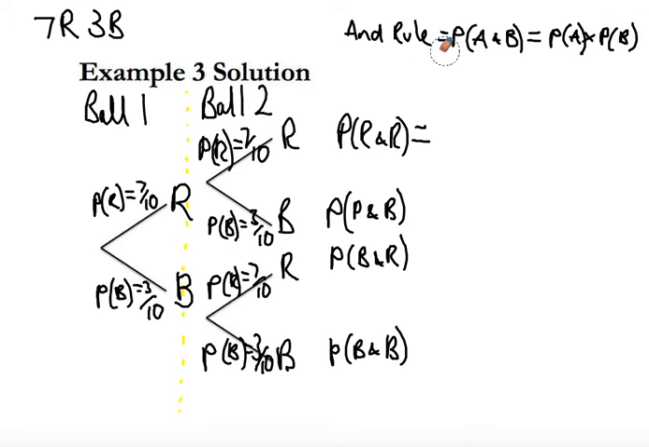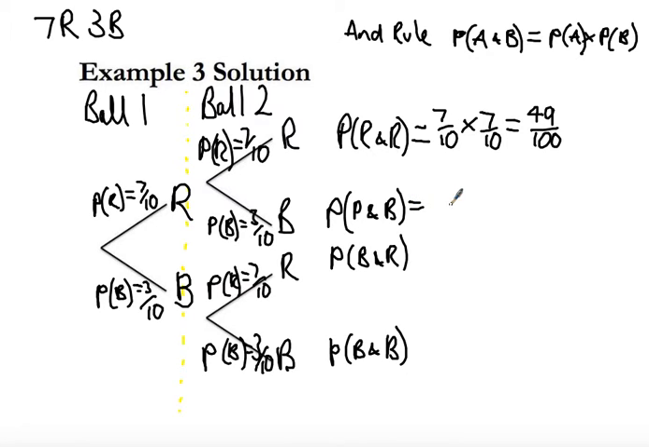Okay, so to find these end branch probabilities, I'm going to multiply across the branches. So I get 7 over 10 times 7 over 10. I'm only going to write it out for the first one. I get 49 out of 100. I'm not going to cancel it, and you'll see why in a moment.